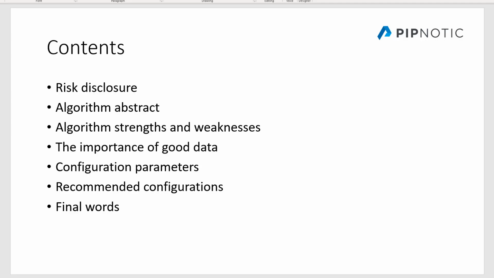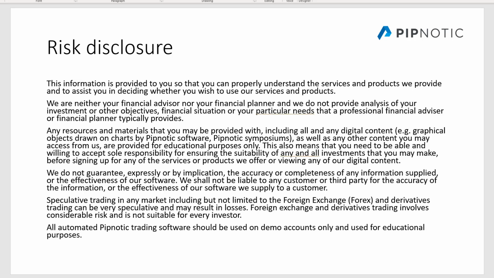It looks like this. We're going to talk a little bit about risk disclosure, the algorithm abstract, what it's doing, its strengths and weaknesses, the importance of good data, configuration, recommended configurations, and some final words. And so this is the risk disclosure.